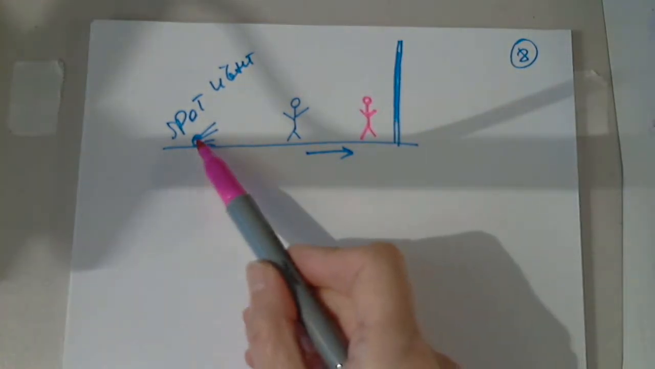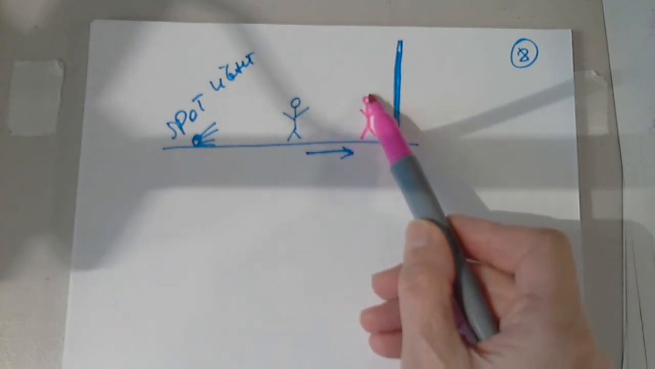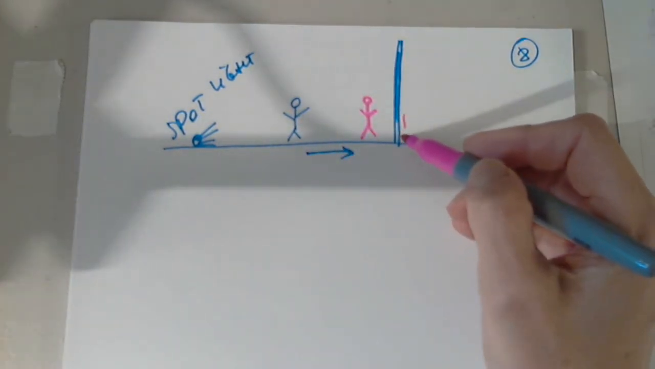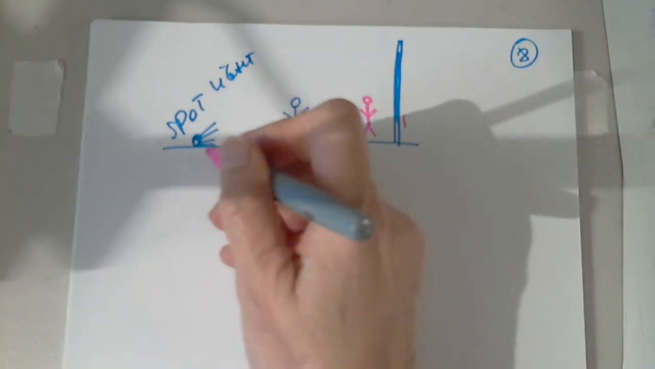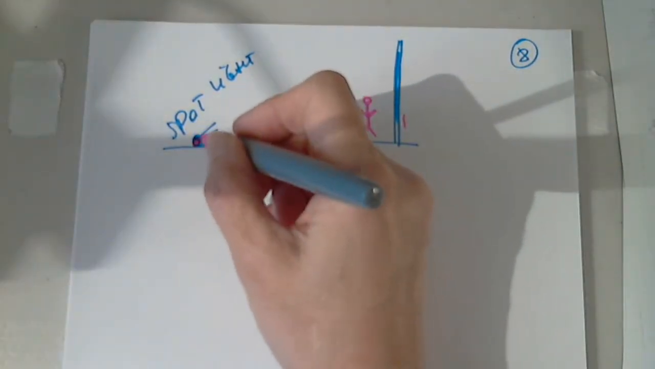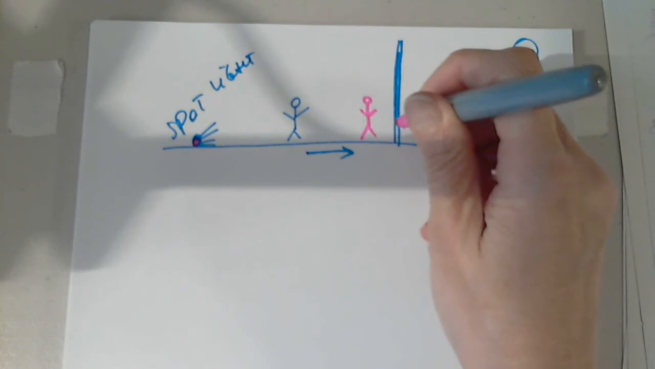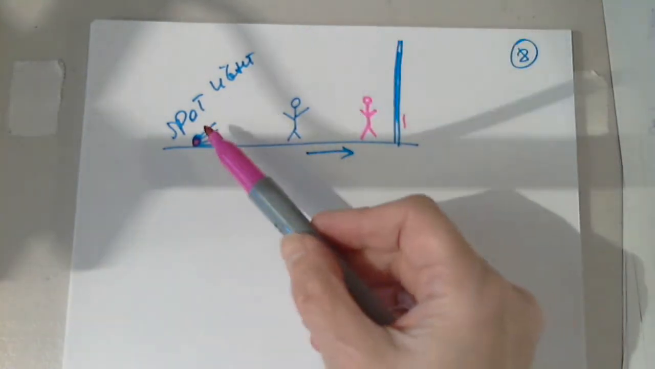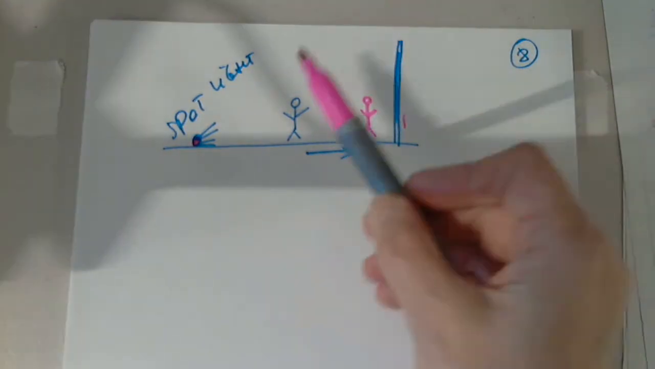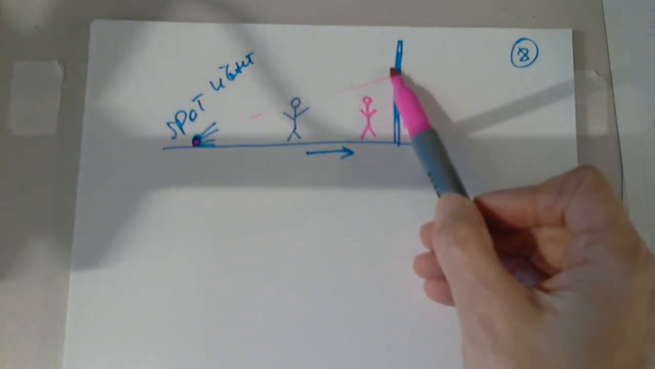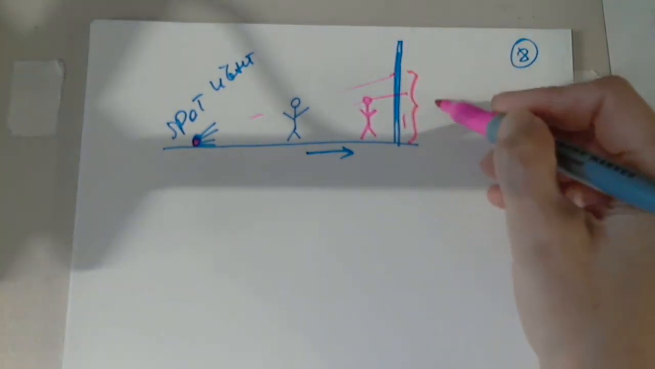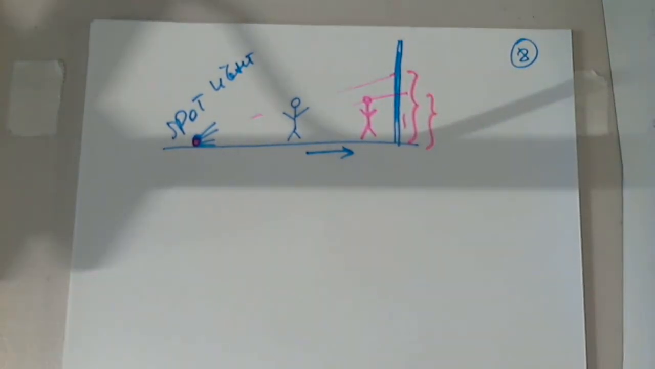look what happens. The shadow on the wall is even smaller. So as he walks away from the spotlight toward the wall, his shadow on the wall is decreasing, let's say from this point till this point, from this height till this height, and so on and so forth.